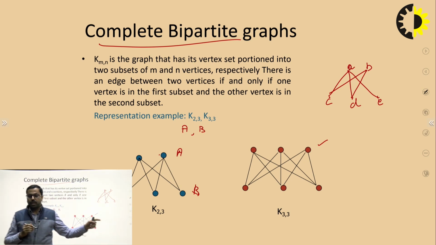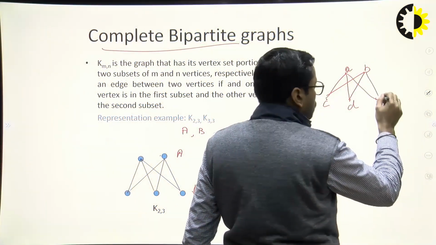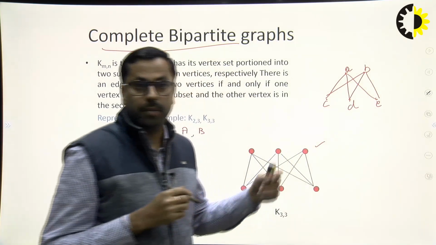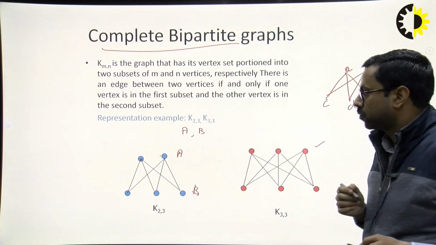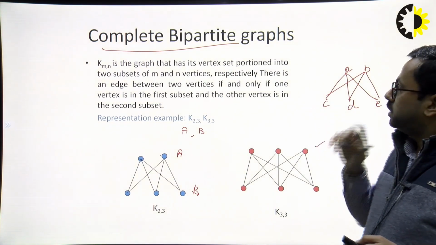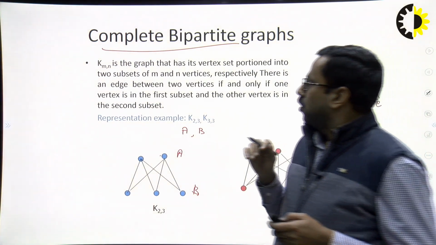But in the case of the complete bipartite graph, all the nodes associated with set A and set B should be connected. Okay, so this is the complete bipartite graph.